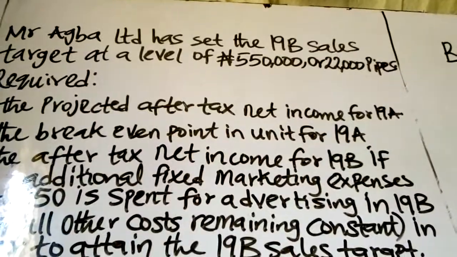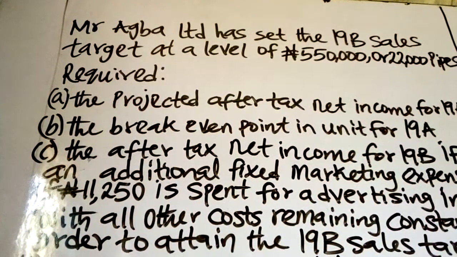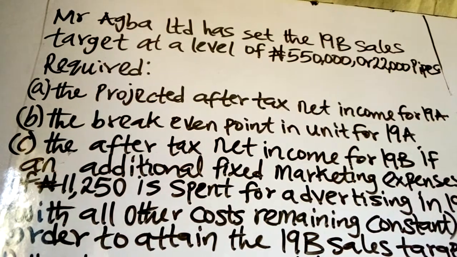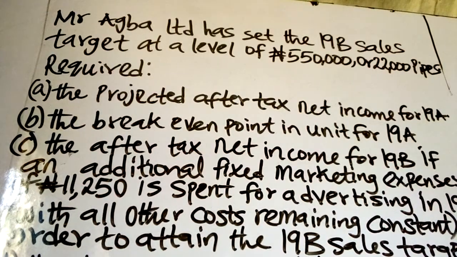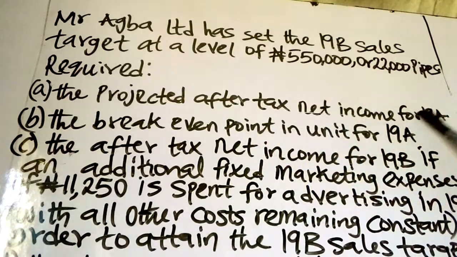Then Mr. Agba Limited has set the 19B sales target at a level of 550,000 naira or 22,000 pipes required. A. The projected after tax net income for 19A. So if you want to calculate the after tax net income, that means you are expected to prepare the income statement for 19A.